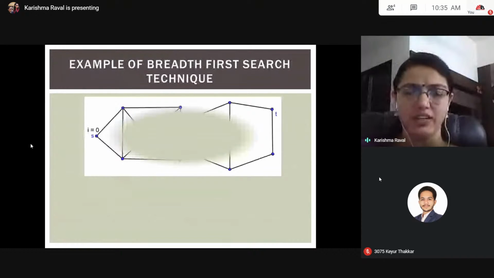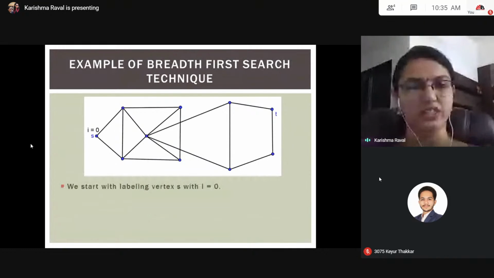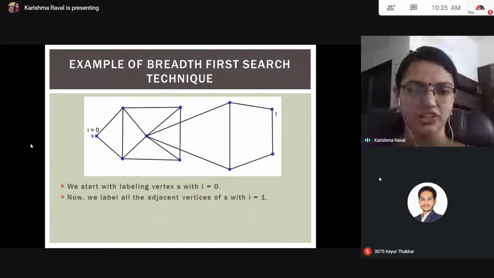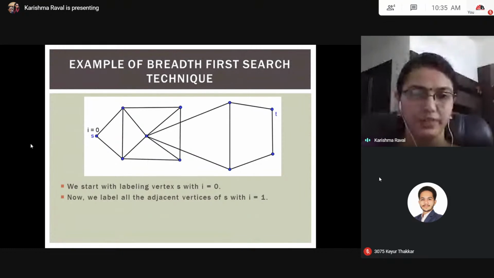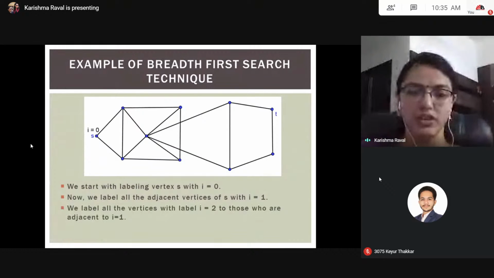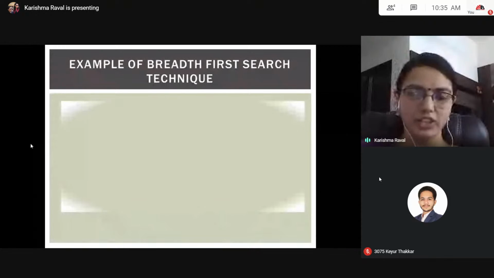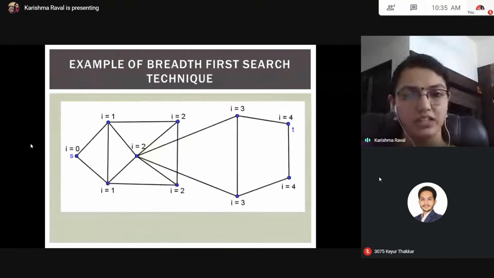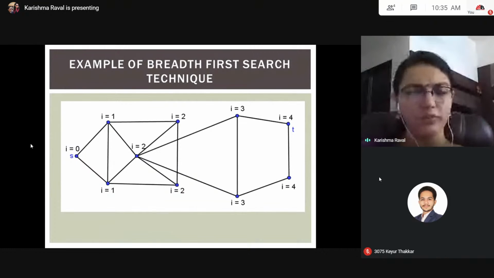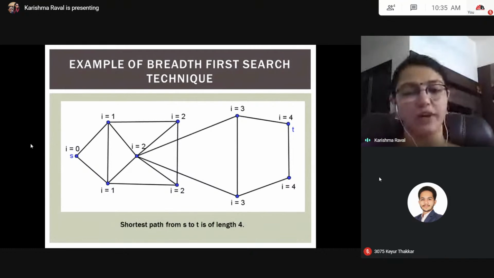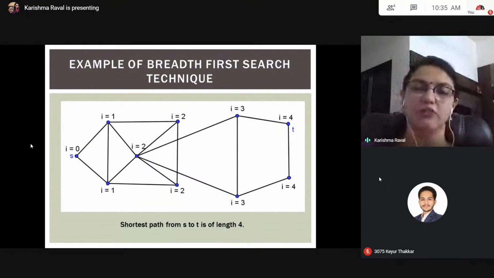I would like to explain it with an example. In a graph, we have S and T mentioned. You can see that at S it is written i equal to 0, that is the initialization. Now we label all the vertices adjacent to S with i equal to 1. All the vertices adjacent to those labeled 1 are now labeled with i equal to 2. And we continue. During this process, we get this image. You can clearly see that S is initialized with 0. The adjacent vertices are labeled with 1, 2, 3, and the last vertex is labeled with 4. This gives us the information that the shortest path from S to T is 4.